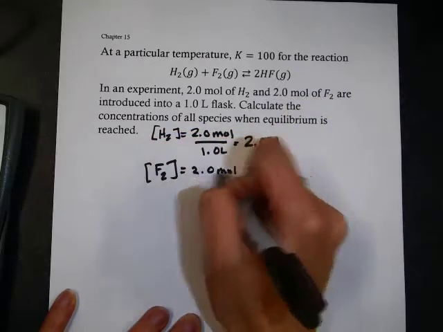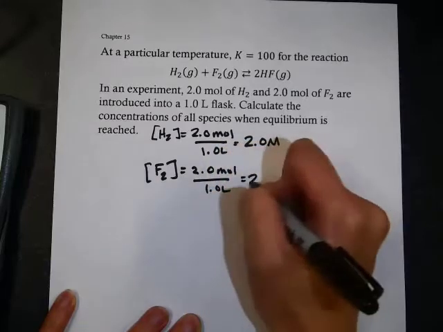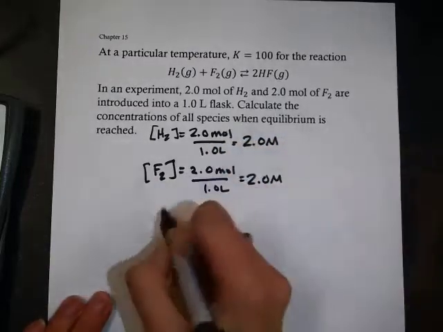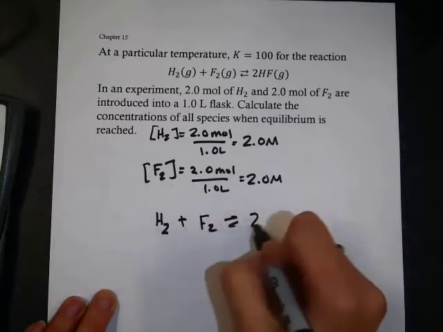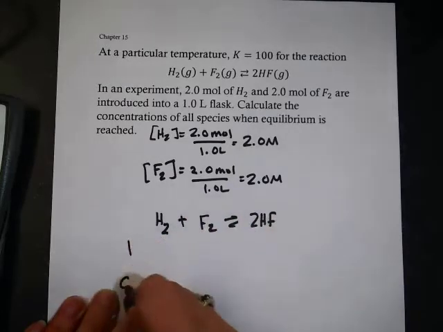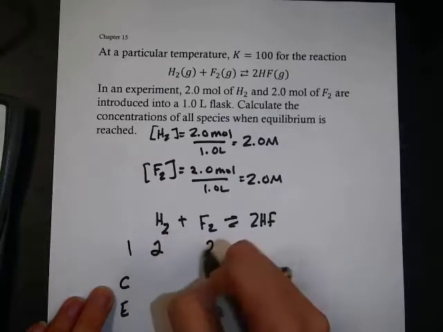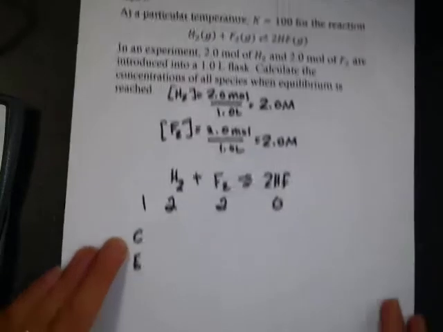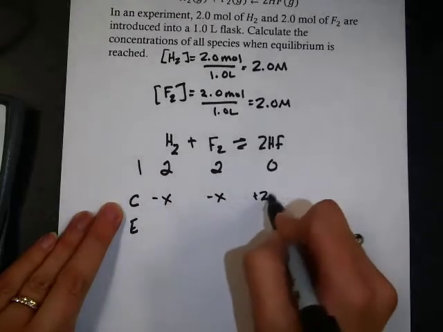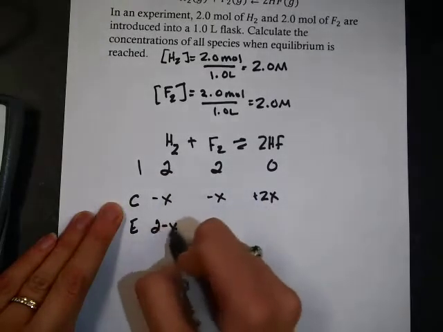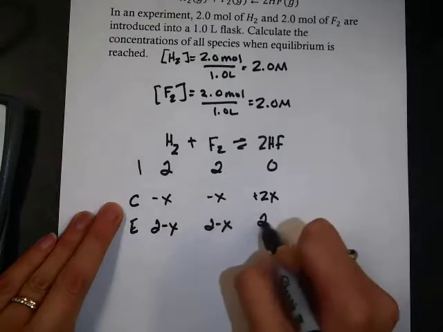So 2 moles divided by 1 liter will just give me 2 molar for each, but I just want to make sure I'm thinking about that step so that if it wasn't 1 liter, I wouldn't forget to do it. All right, so write my equation, ICE table, 2 for the H2 and the F2, and 0 for the HF. And then minus x, plus 2x, and add them up for the equilibrium line.